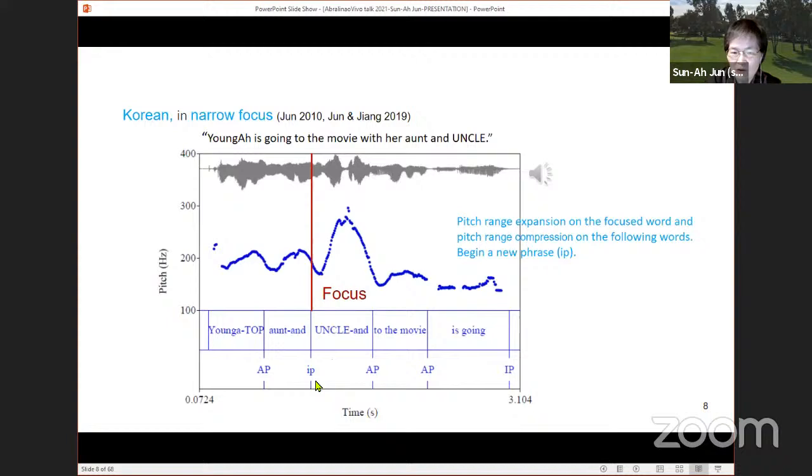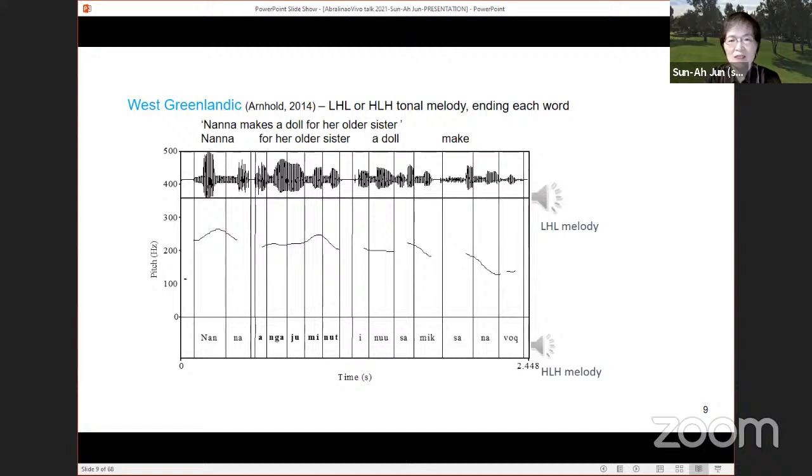We'll talk later about intonation models. So Korean is different from English in marking word prominence. West Greenlandic is another language that marks word prominence with the boundary tone. The sentence is "Nana makes a doll for her older sister." In this language, a low-high-low melody is given to each word, starting and ending with the edge of the word. So low, high, low. And the last part is low, high, low. Again, low, high, low at the end.